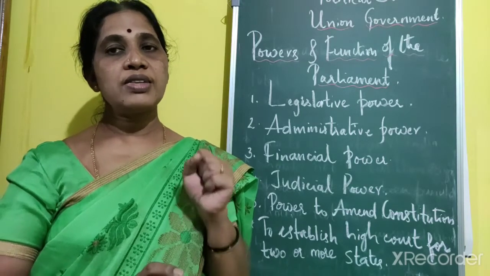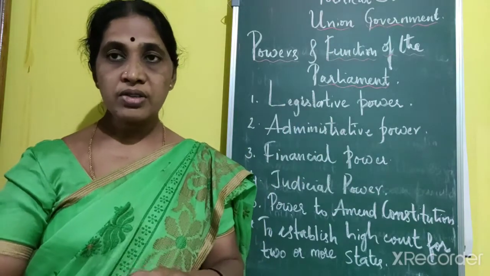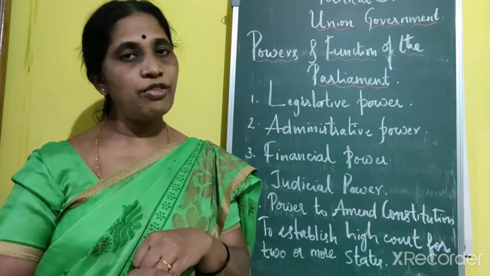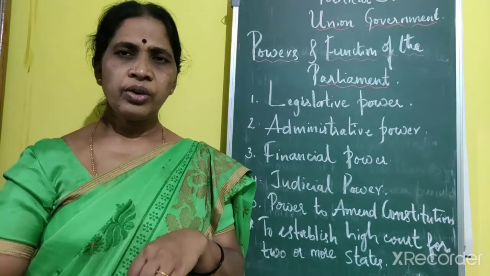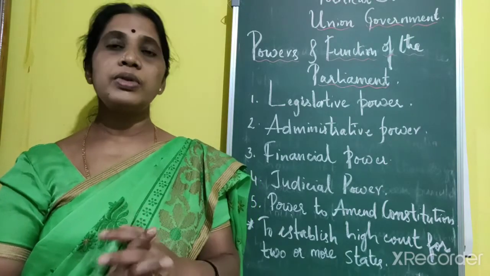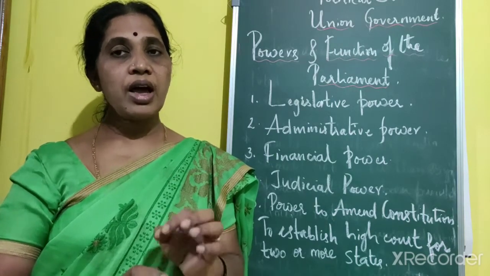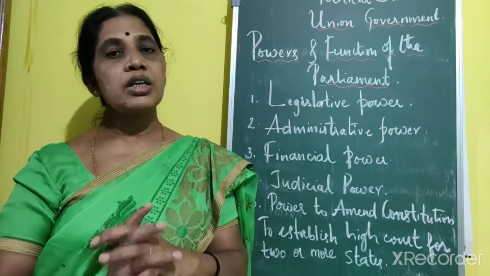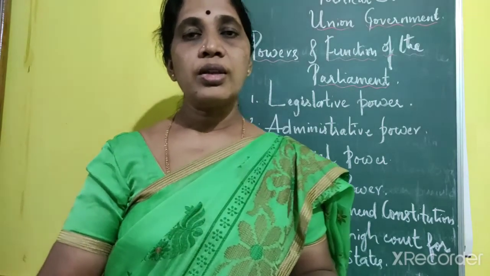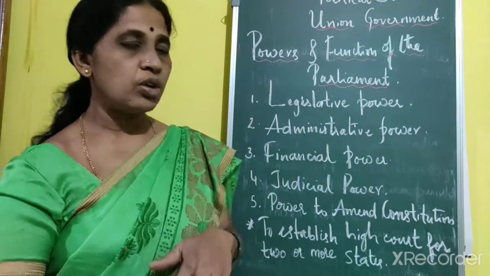So the parliament has control over the executive. That is administrative power. In the parliamentary system of government, the prime minister and the council of ministers form the executive. This union council, that means union cabinet, is accountable to the parliament. The council of ministers can be in power as long as they enjoy the trust of the parliament. If they lose it, then they have to lose their power. So the parliament controls the executive. That is the administrative power of the parliament.